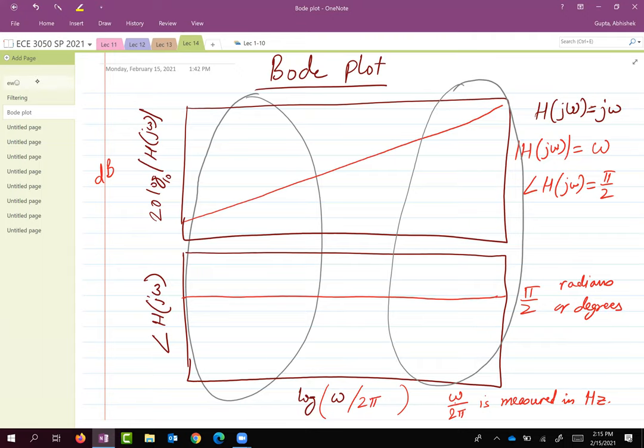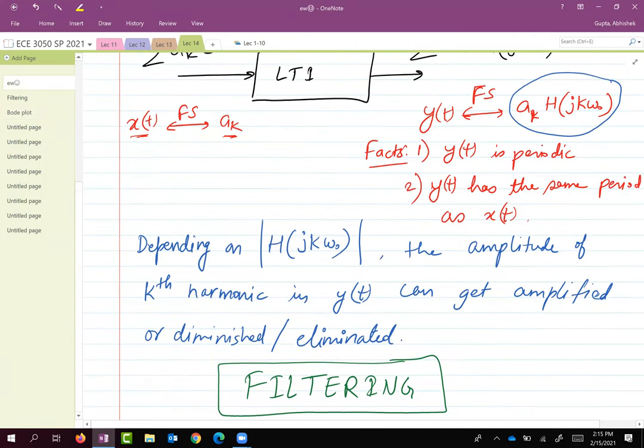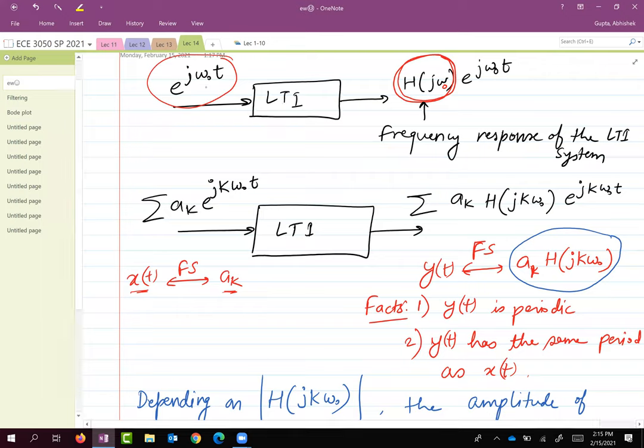Let's just do a quick recap. One thing we recognized is if we give a periodic input to an LTI system, the output is also going to be periodic. But the amplitude of the output will change by a factor of H of j omega. In case you have multiple frequencies in the input, the output will get amplified selectively. Some of the sinusoidal signals will get amplified, some of them will get diminished, depending on the absolute value of H of jk omega naught.